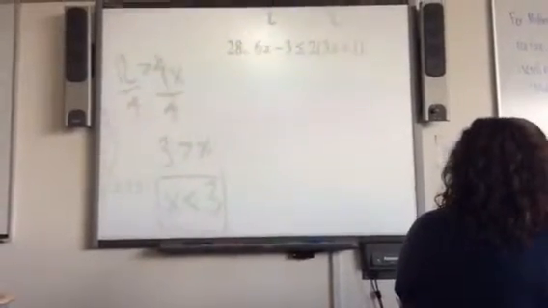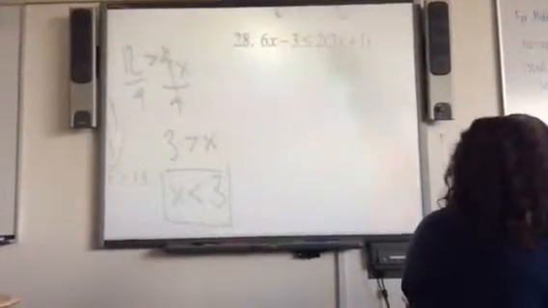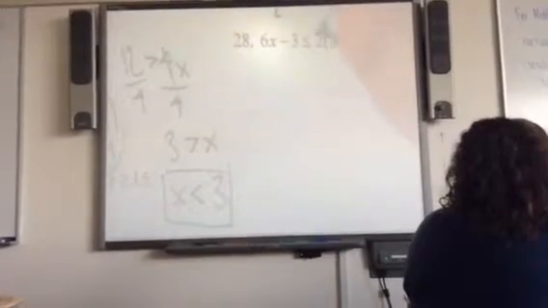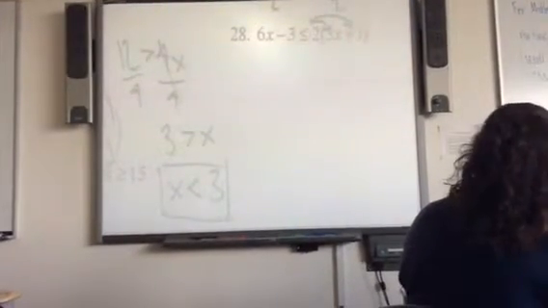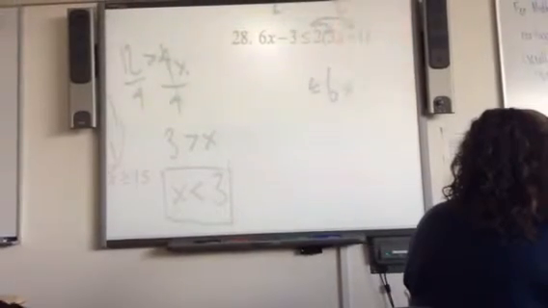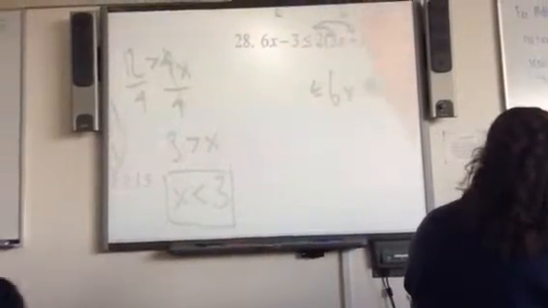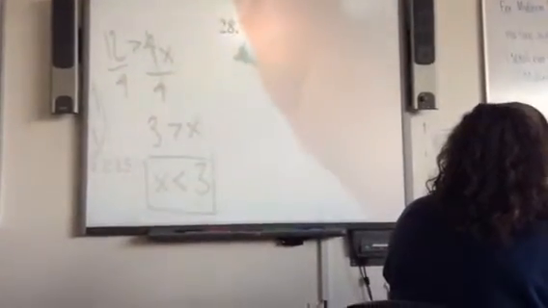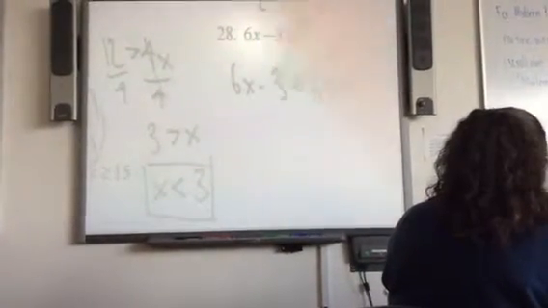28. We need to simplify the right side of the inequality first by distributing this 2. So when I distribute that 2, I get 2 times 3x makes 6x, and 2 times 1 makes positive 2. Over here we still have 6x minus 3.